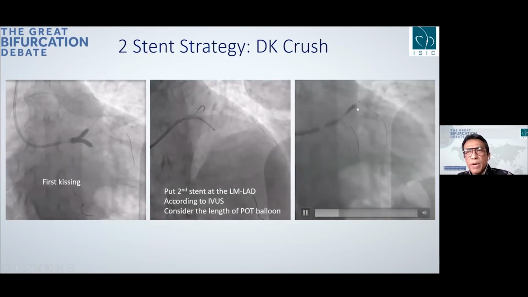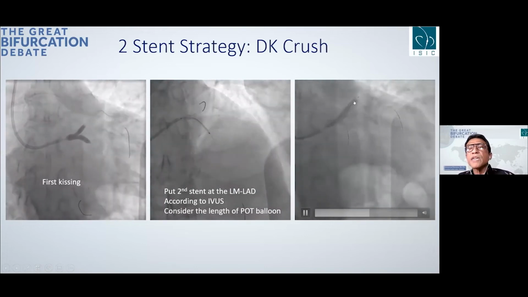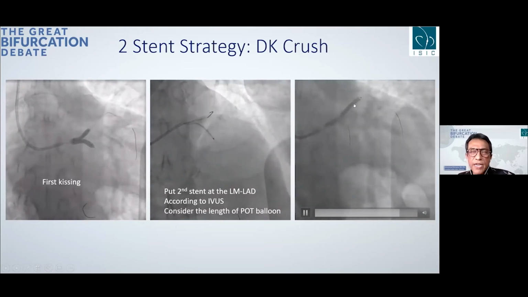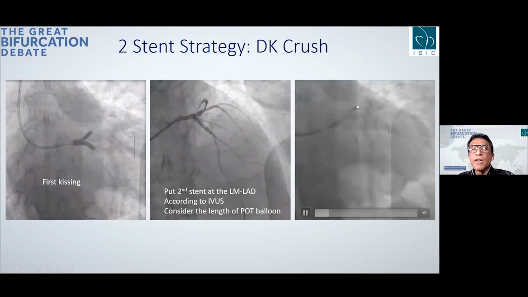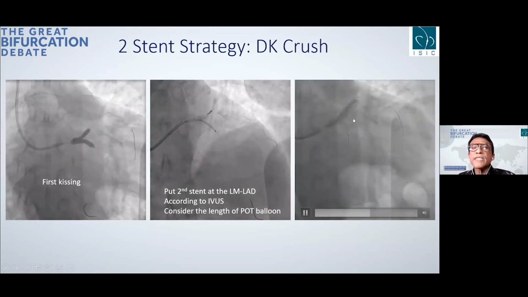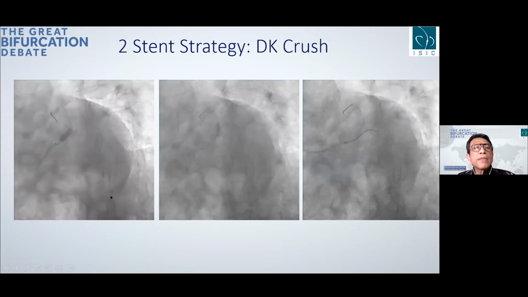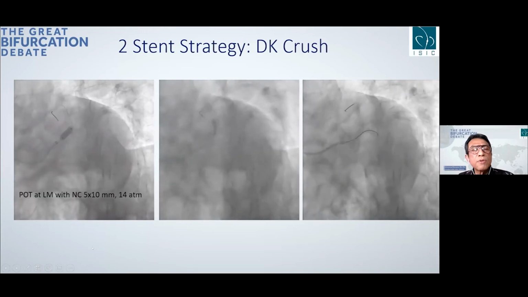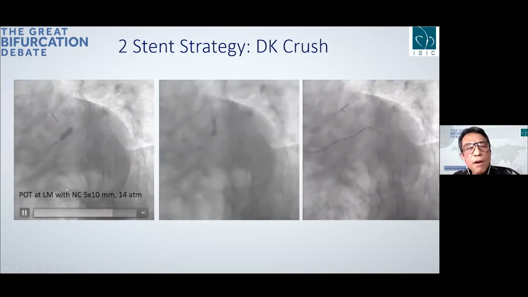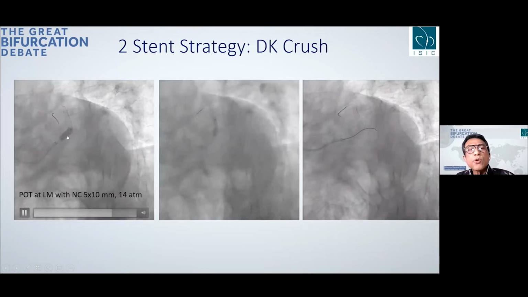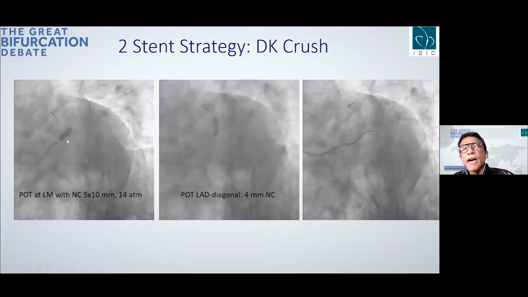I don't want to make an edge dissection because the landing zone is not very clear, so I am very, very careful to inflate the stent. Then I did a POT. This is a 5 millimeter balloon, NC 5, I think a 12 millimeter balloon, at 14 atmospheres. Then we also POT the LAD with 4 millimeters, just proximal of the carina of the diagonal.